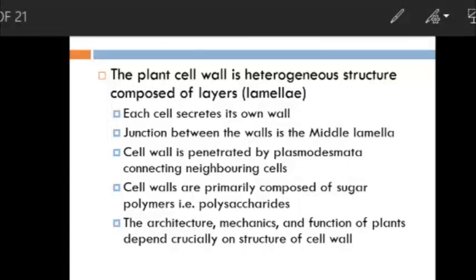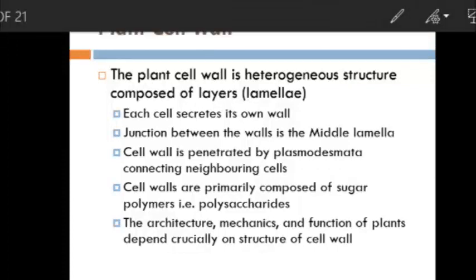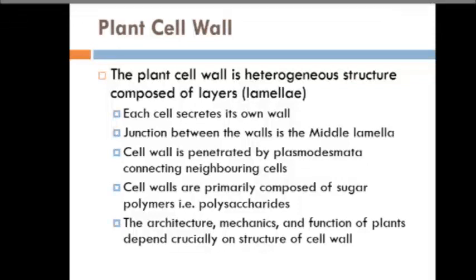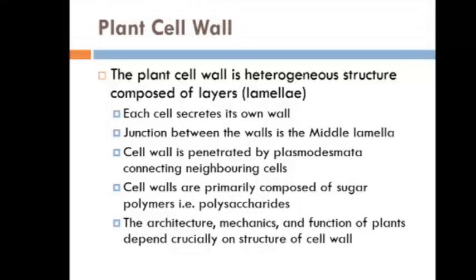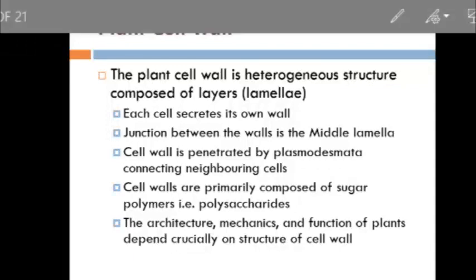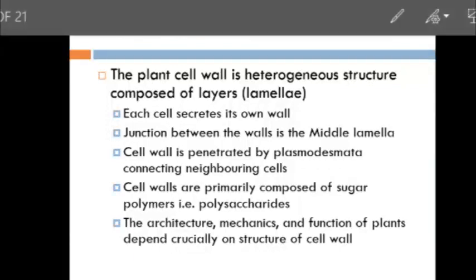Each cell secretes its own wall, lakini each cell ina secrete its own wall. Yani katika ile wall yake kuna kuwa vitu ambavyo vimetengenezwa na ile wall yake. Junction between the walls is the middle lamella. Kuna let's say pale kuna cell membrane tuliona, afu kuna cell wall ambayo ina ipo intermediate pale, differentiate between cell wall and cell membrane we call what? Middle lamella. Middle lamella means middle layer.